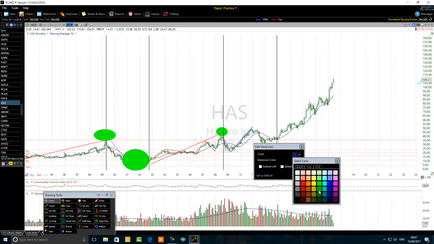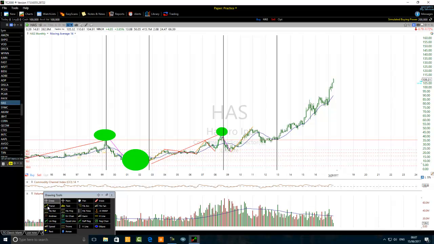Which color should I use now? I'm running out of colors now. Okay, I'll color it again, orange. That's the first wave. A new trend has begun. After the failure of this trend and the correction, a new trend has begun in 2009.